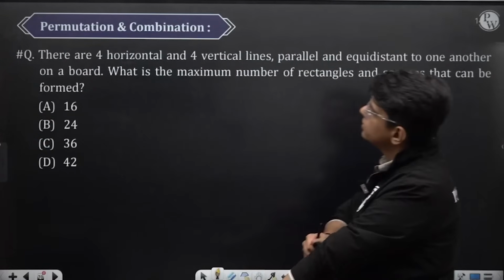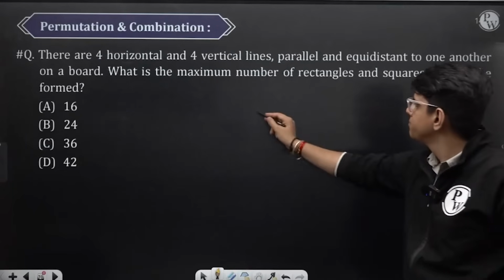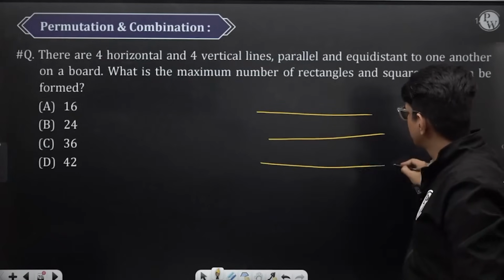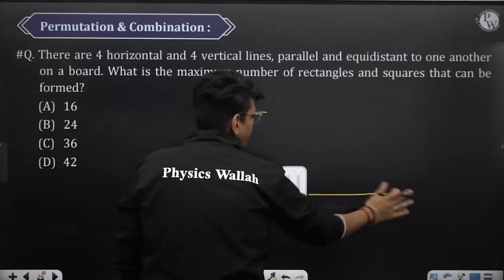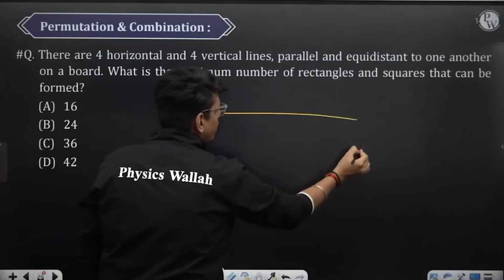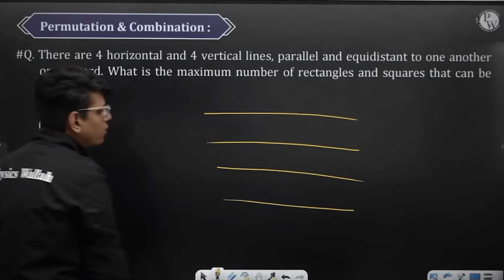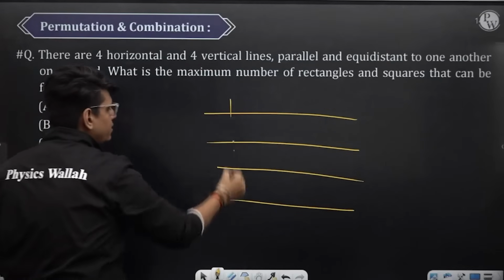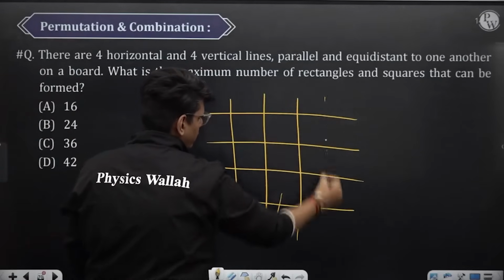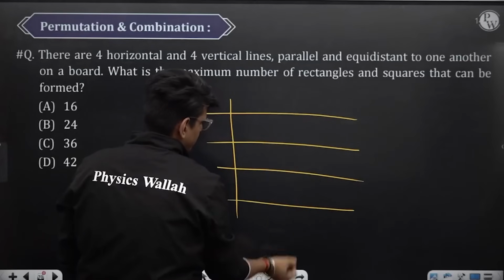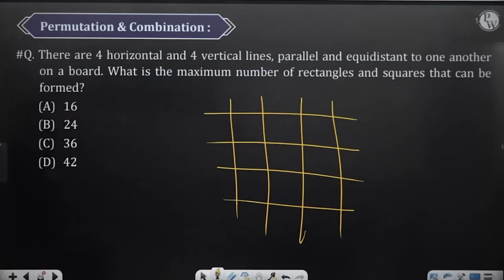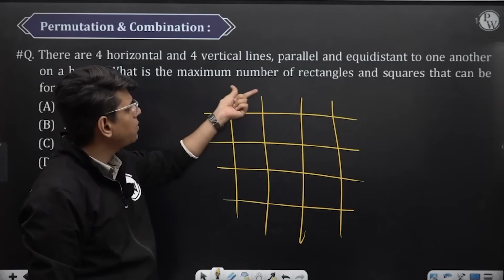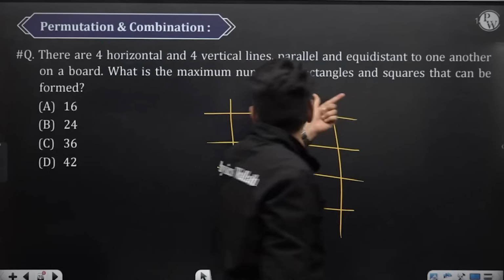Next, there are 4 horizontal lines. These horizontal lines are badly drawn. Let me draw it again. 1, 2, 3, 4. 4 horizontal lines and 4 vertical lines. Okay, they are equidistant and parallel to one another. What is the maximum number of rectangles and squares that can be formed?